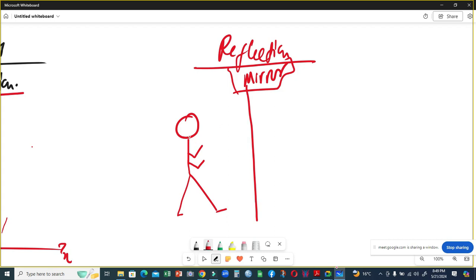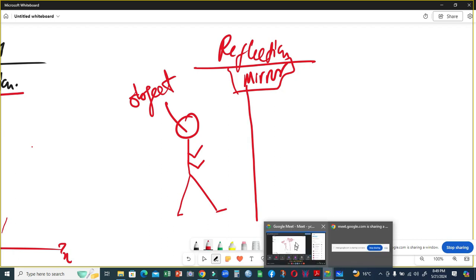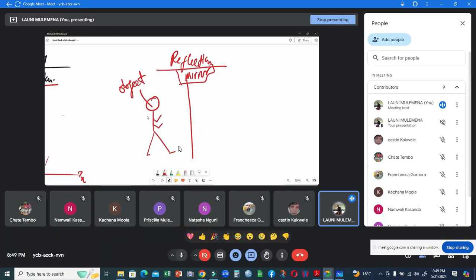Okay, so this person will be called an object. When a person looks at himself or herself in the mirror, what that person will see in the mirror is what we are referring to as the image. That is what we are calling the image.